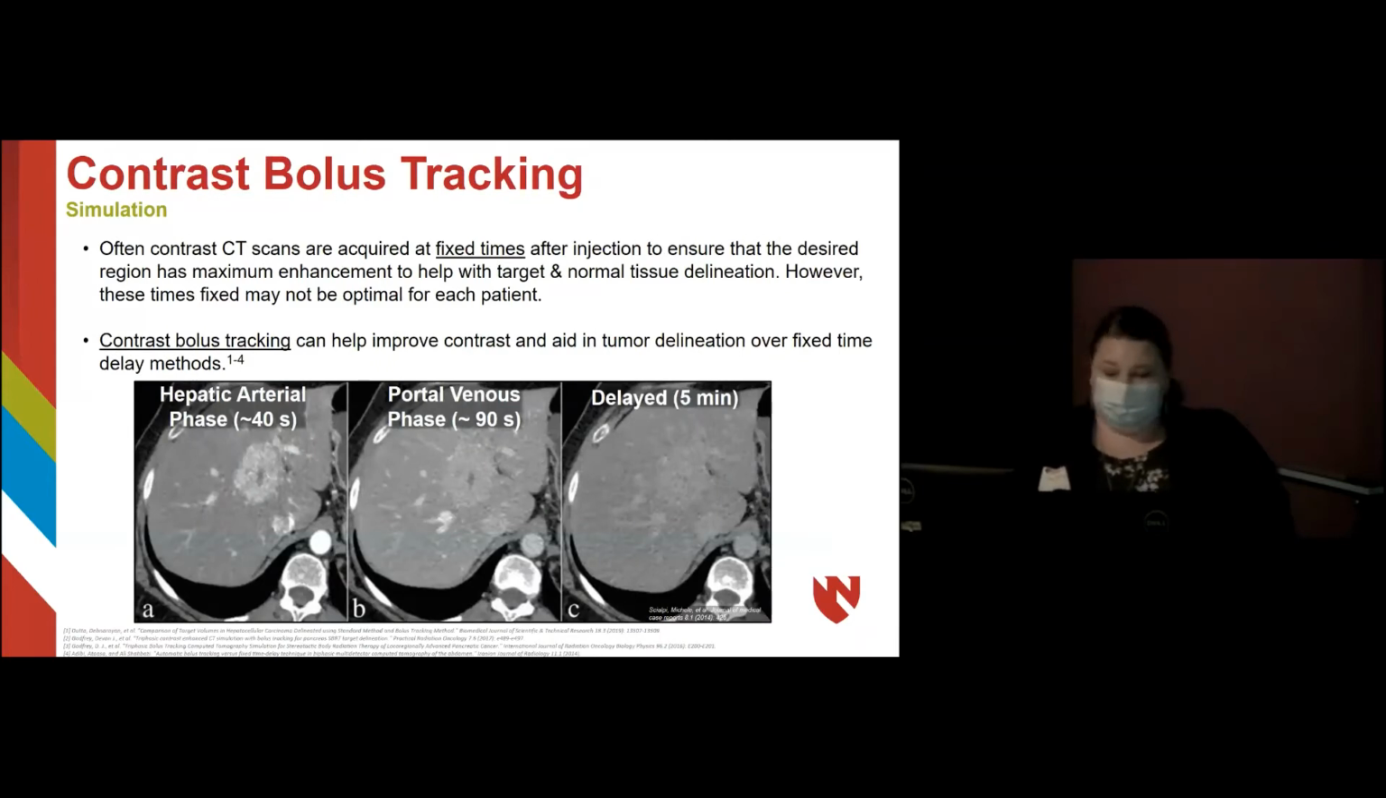Next is bolus tracking. So most often your CT scan is going to be acquired at a fixed time after a contrast injection, when that contrast is expected to arrive at your desired location. A challenge with fixed timing is that it may not be optimal for every patient, and we may miss that time of optimal enhancement. So an alternative is to use contrast bolus tracking, and this has been shown to improve target delineation over fixed time delays, especially for abdominal targets like the liver and pancreas.